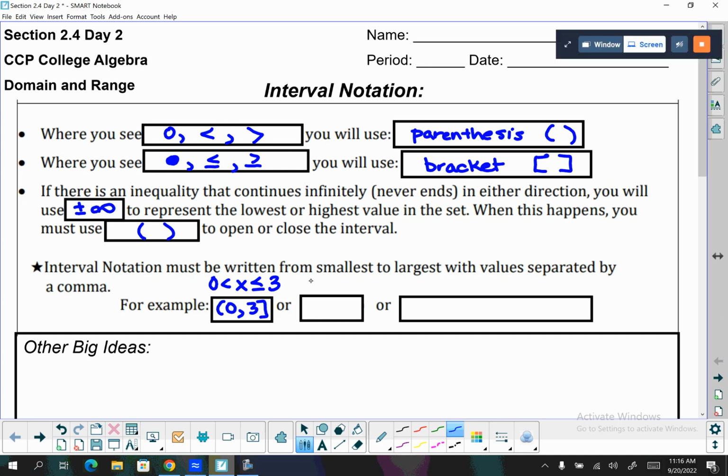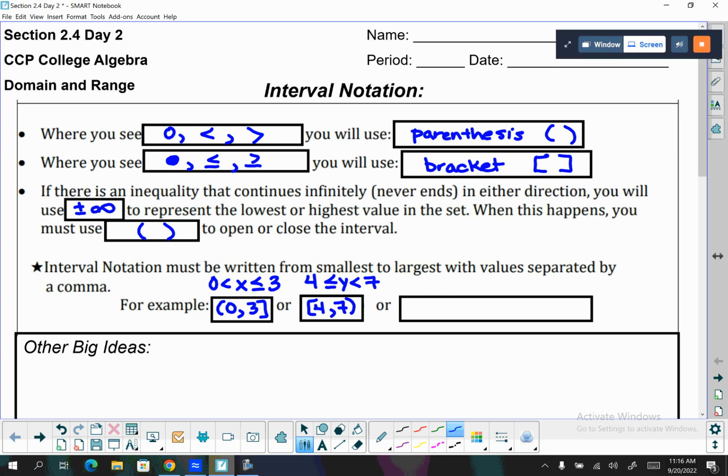Or let's say I wanted to say 4 is less than or equal to y is less than 7. Okay, that would look like 4 with a bracket, 7 with a parentheses. Okay, and we would know it's an x and a y based on if we're doing domain and range when we get to the problems.